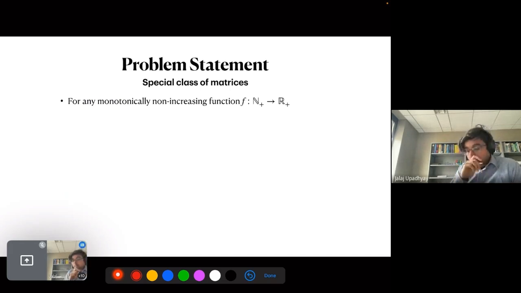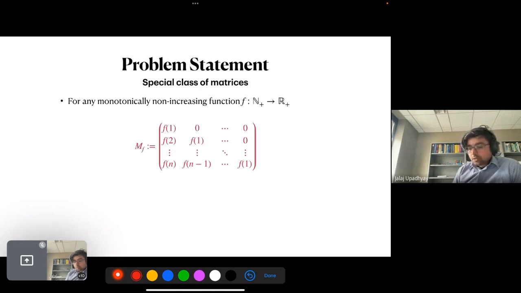So let me quickly jump to the problem statement. I said we will be looking at a special class of matrices. The class of matrices I will be thinking of is defined by a monotonically non-decreasing function. It's a lower triangular matrix, and each of the entries of this lower triangular matrix is defined by evaluation of the function f for that index. And as it turns out, if I multiply this with any vector, it gives an output, the ith coordinate.